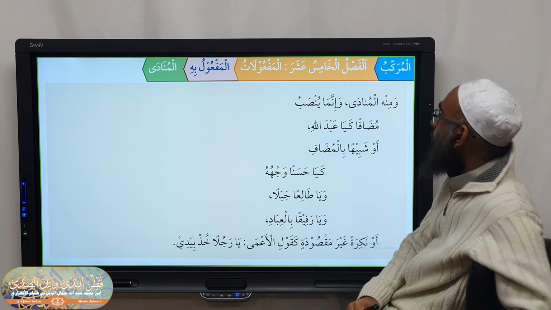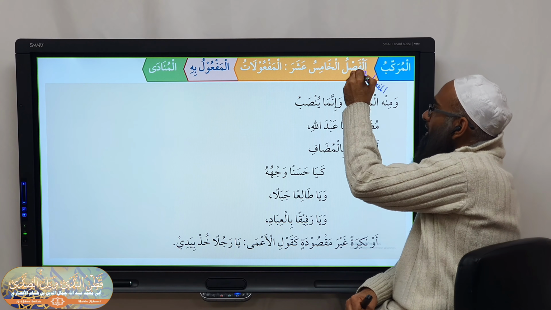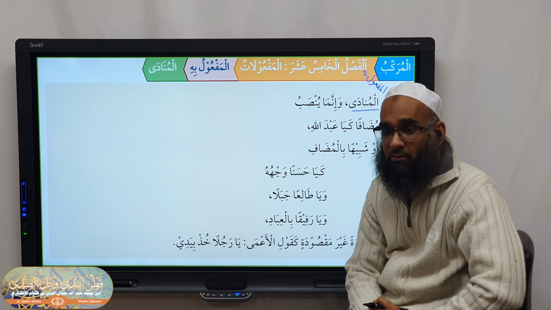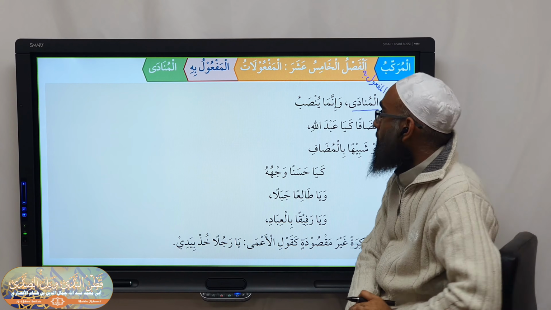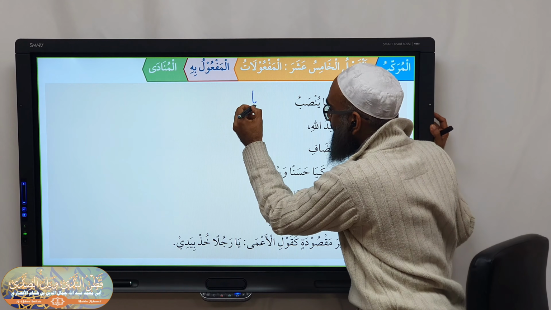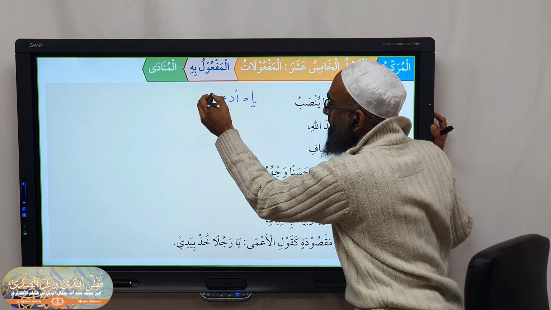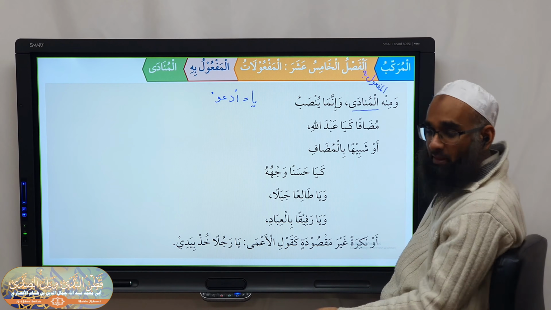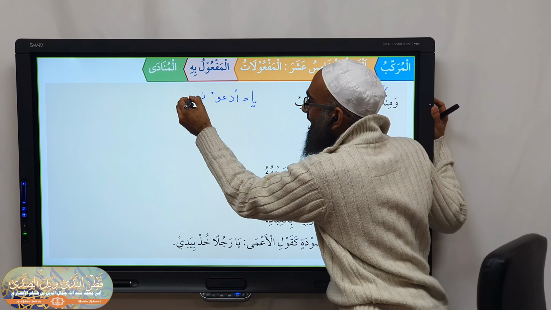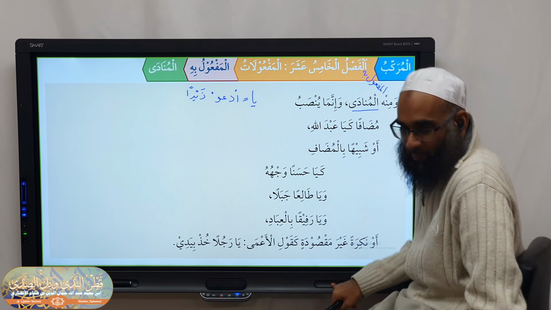But what he's saying here, وَمِنْهُ أي مِنَ الْمَفْعُولِ بِهِ, from the maf'ul bihi is the munada. So when you have a munada, what is really mahdhuf? Ya is equal to ad'u, I am calling. And then the munada becomes the maf'ul bihi. So ya zaydu, for example, equals really ad'u zaydan. Do you understand what's happening here?